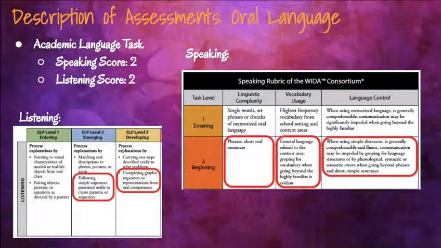On the academic task, she also received a 2 in both of the areas. She received a 2 in the speaking because she again used a lot of those short phrases. It was mostly comprehensible, but again, every time she would try to go for that more complex language, she would grope a little bit, and it wasn't very often that she did.